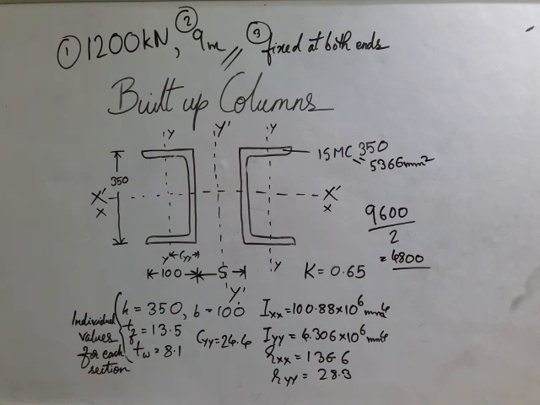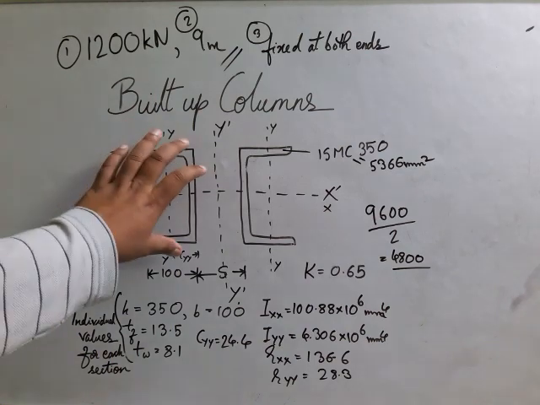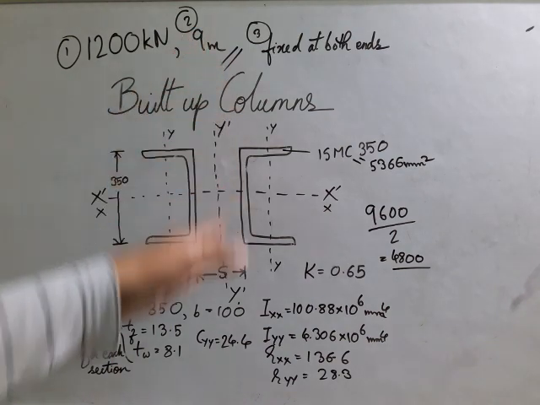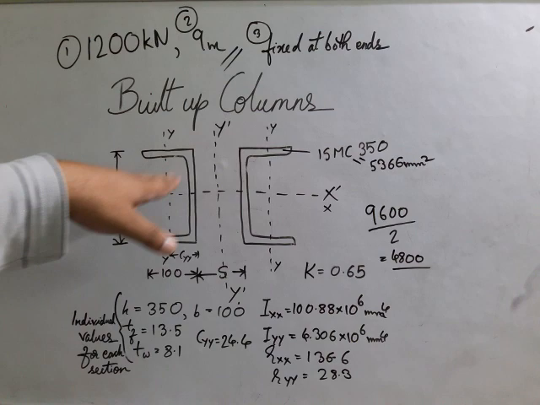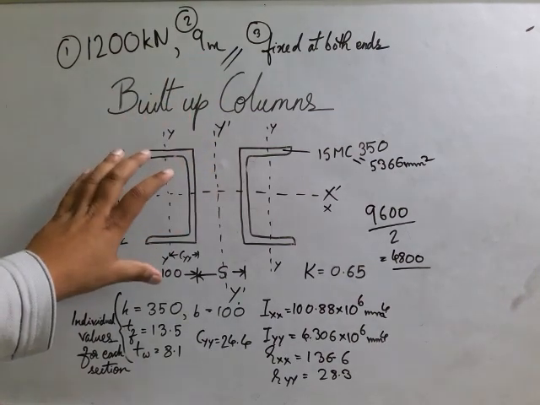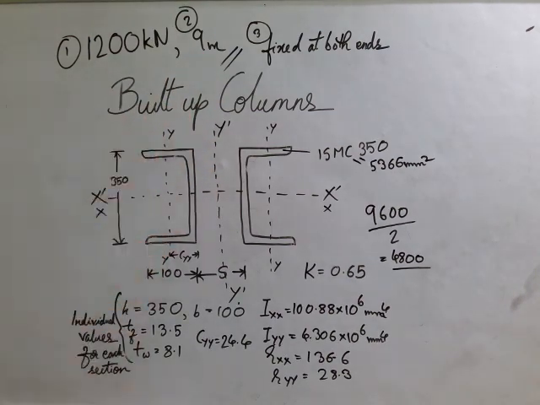Now you see, if a section has a lesser moment of inertia about a certain axis, that means what? It is weaker about that axis. So for the individual section, let us not go into the bigger picture of the built-up column right now. Let us just concentrate on the individual part.